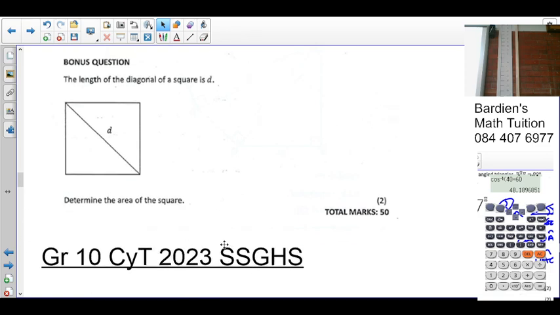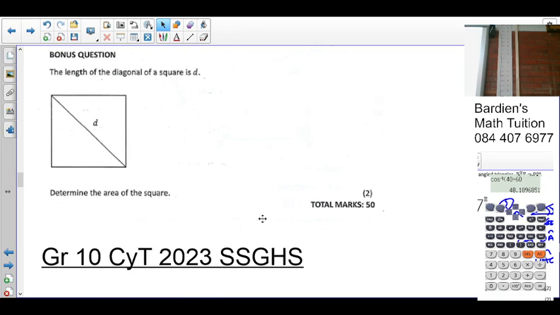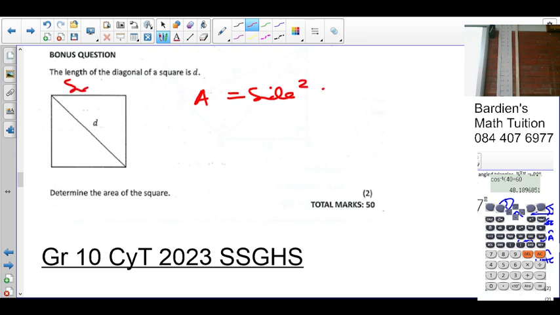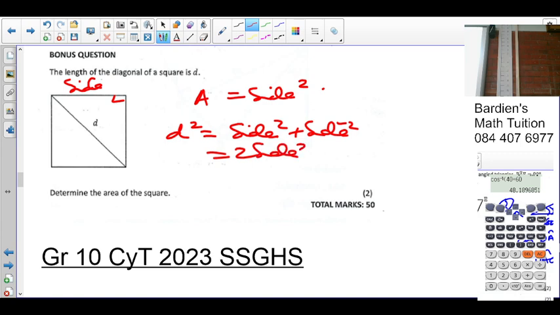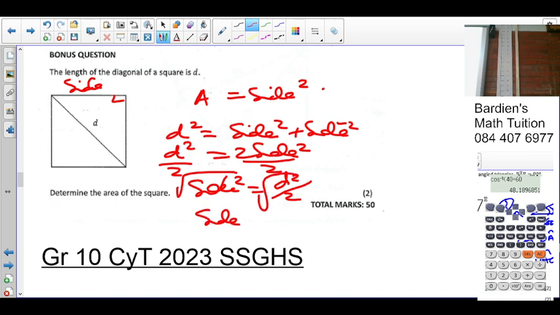Okay, so the length of the diagonal of the square is d. Determine the area of the square. So we know the area is equal to side times side, not so. So I need to know what the side of this is, not so. Now that is 90 degrees, so I can apply Pythagoras. So diagonal squared is equal to side squared plus side squared, which is 2 side squared. So side squared is equal to d squared over 2. Get rid of the square, so the length of the side is the square root of d squared over 2.